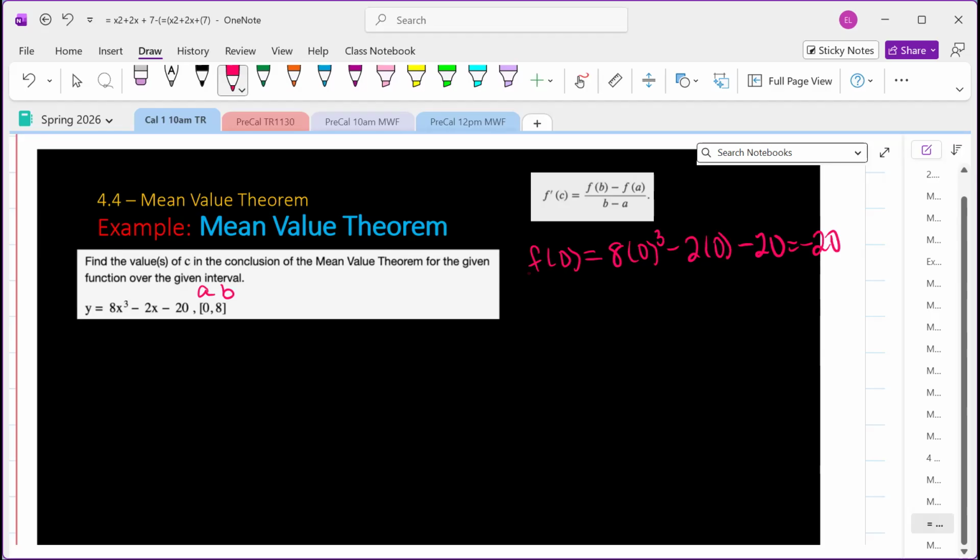So f of 0 is nice and straightforward. I mean, f of 8 is as well. We just got to use the calculator. So 8 times 8 to the third minus 2 times 8 minus 20. 4,060.